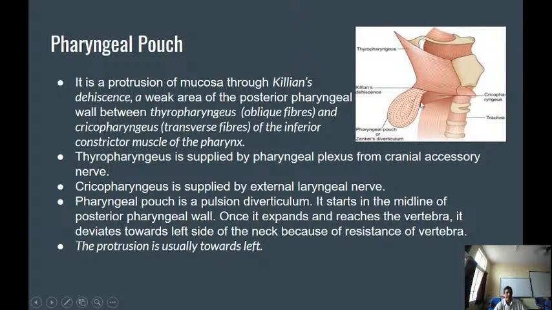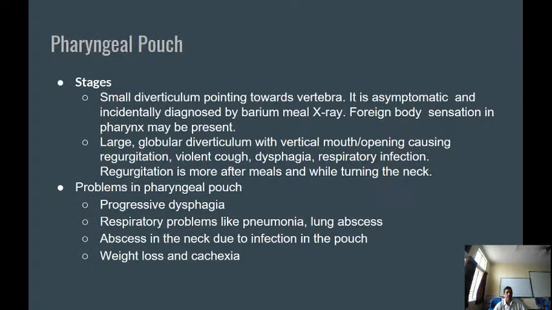pharyngeal pouch. Now, this pharyngeal pouch initially grows posteriorly, but since you have the vertebral column behind, it is pushed to one side. Usually, it will present on the left side of the neck. So this is how the pharyngeal pouch presents, and usually it gives rise to obstruction to the food, difficulty in swallowing, and swelling presenting in the neck.